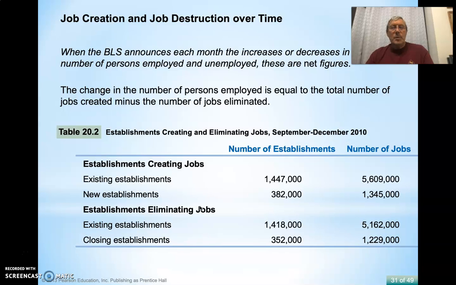Another aspect of unemployment that's difficult to come to grips with is that there are changes in jobs over time. We may create new jobs due to new technology and therefore eliminate jobs. We may have changes that take place over structural industrial changes. So that's going to create jobs and eliminate jobs. And you can see the change reflected here, even in the short period of time between September and December of 2010.